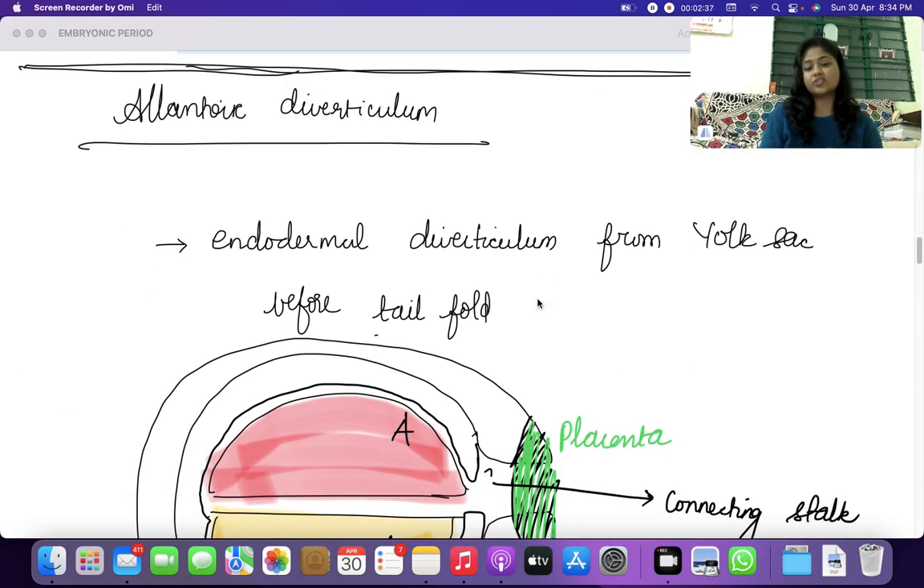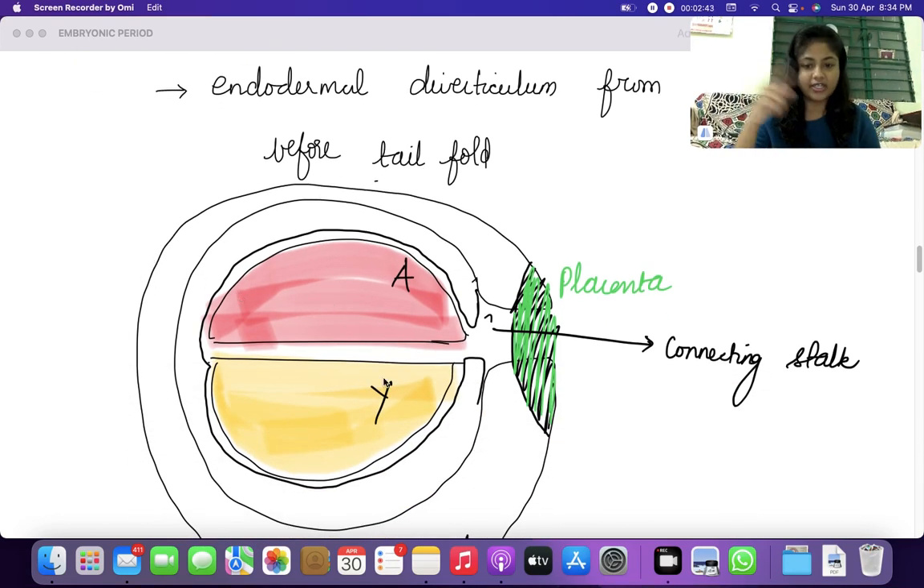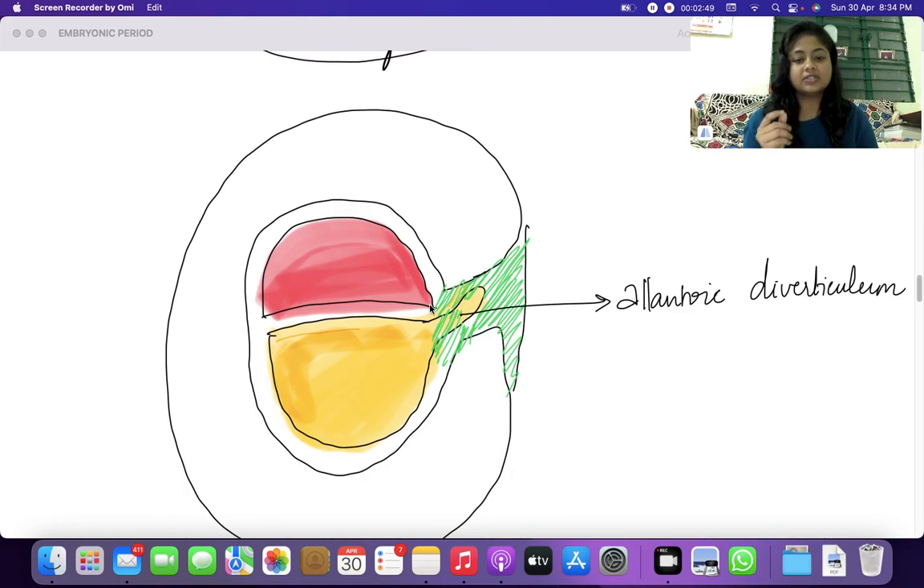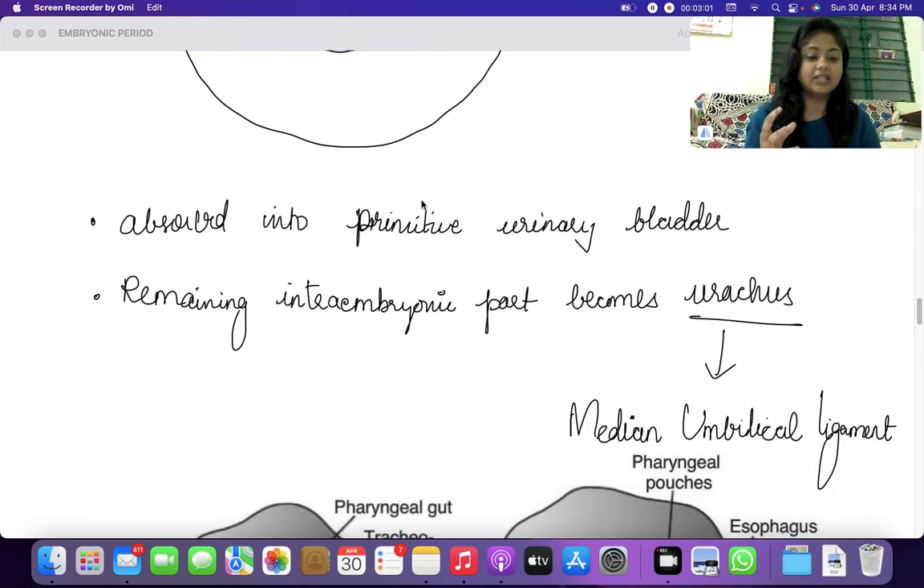So what is allantoic diverticulum? It is a diverticulum from the yolk sac before the formation of tail fold. So above is amniotic cavity, below is the yolk sac, which is connected to the connecting stalk and to the chorion. So this is a diverticulum arising from the yolk sac to the connecting stalk. A part of it will disappear, and the intraembryonic part will be called as urachus, which later persists as median umbilical ligament.